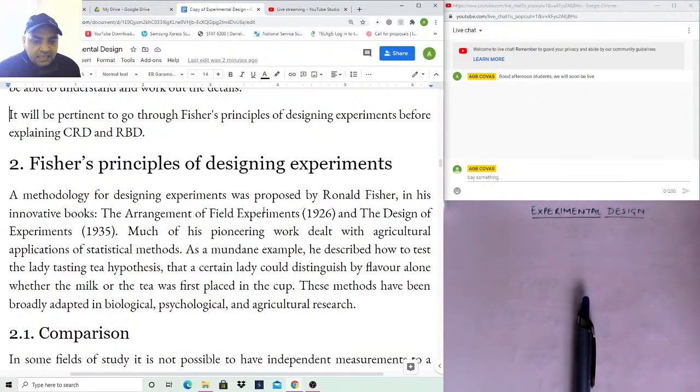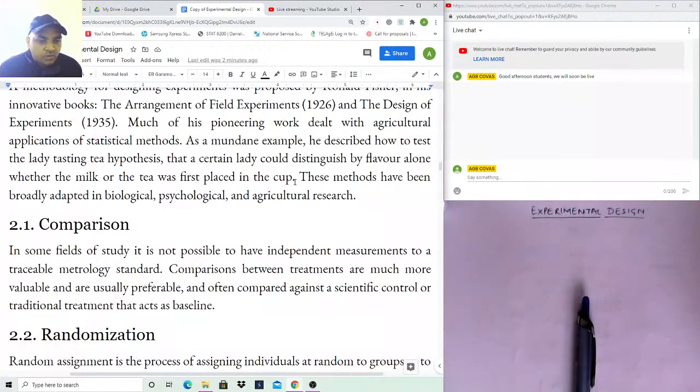Okay, so as a mundane example, he described how to test the lady tasting tea hypothesis, that a certain lady could distinguish by flavor alone whether the milk or the tea was first placed in the cup. Okay, so these methods have been broadly adopted in biological, psychological, and agricultural research, right? So he has given certain terms, and we should go through these terms before going for these experimental results. So one is comparison, right?